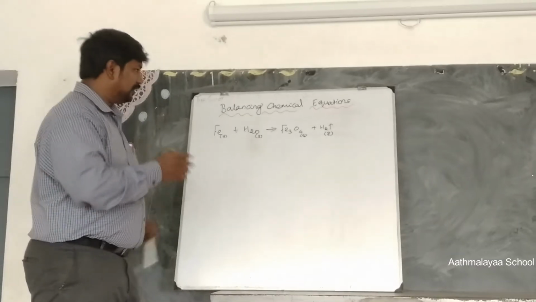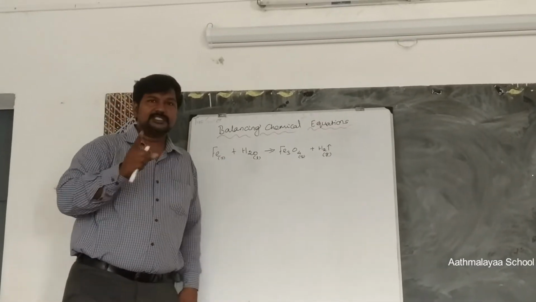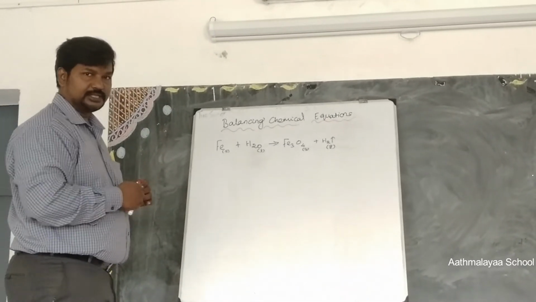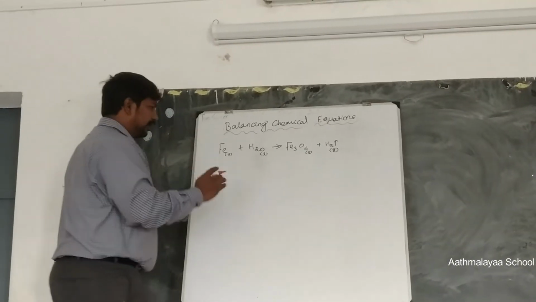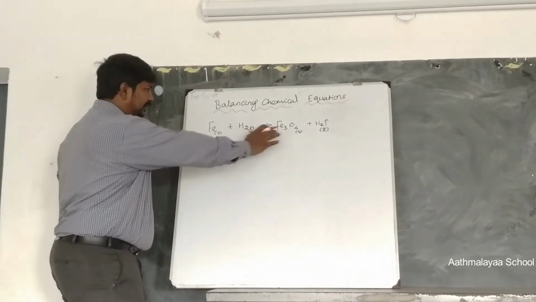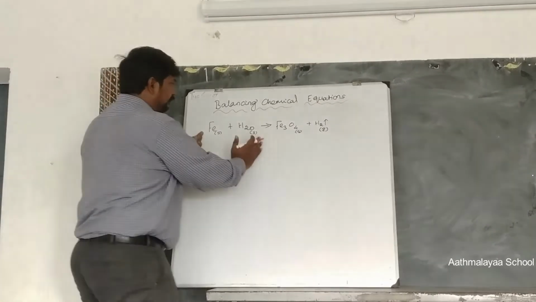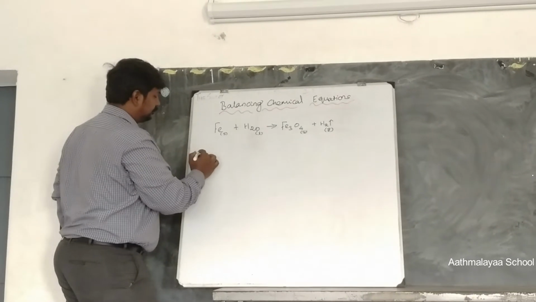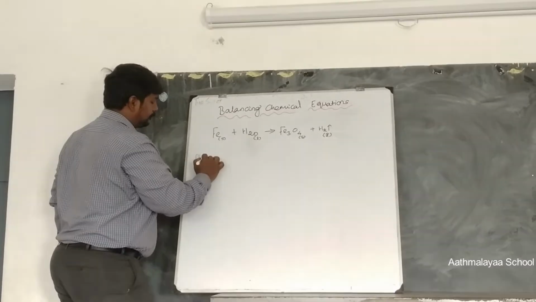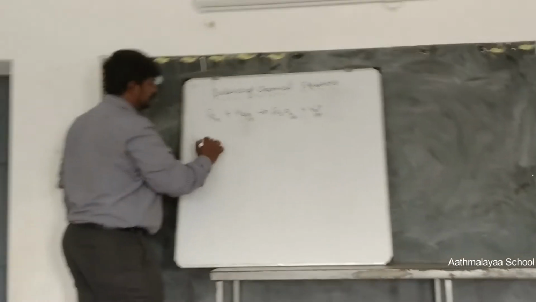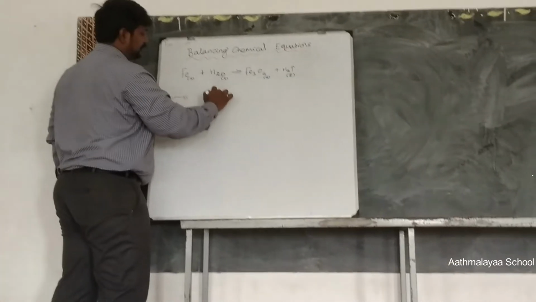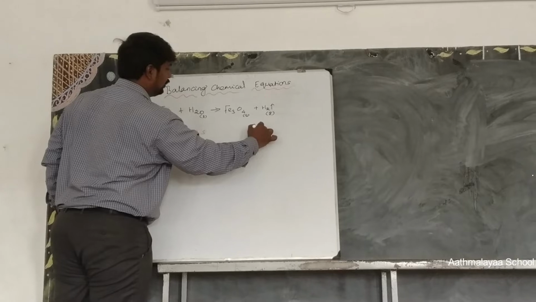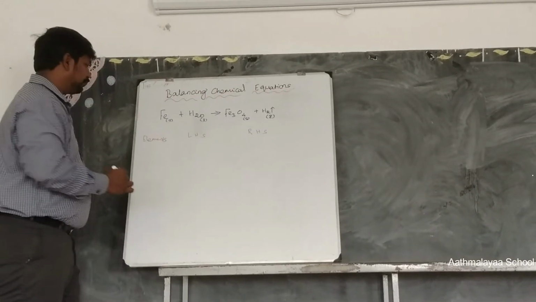For balancing chemical equations, 7 steps are given in your book, right? But I have simplified all those things so that we can do it in a single step. First we write the elements present in the equation and the left hand side and right hand side of the equation. Let me write like this: elements present, LHS, that is left hand side, and RHS, that is right hand side. Okay, so we go like this.